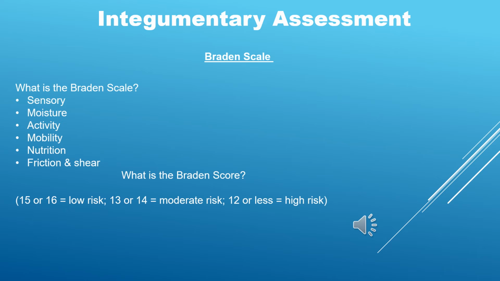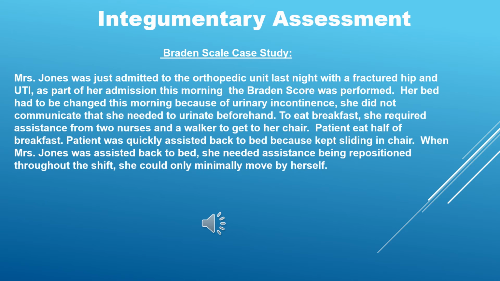The Braden scale looks at different items when scoring, such as sensory, moisture, activity, mobility, nutrition, friction, and shear. And at the bottom, you will see the number scoring to see if the patient is at high, moderate, or low risk for developing pressure ulcers. This slide is just an example of how nurses will apply the Braden scale to an actual patient. So in your previous slide, you saw the Braden scale and how you add everything up to determine if the patient is at low, moderate, or high risk for developing a pressure ulcer.